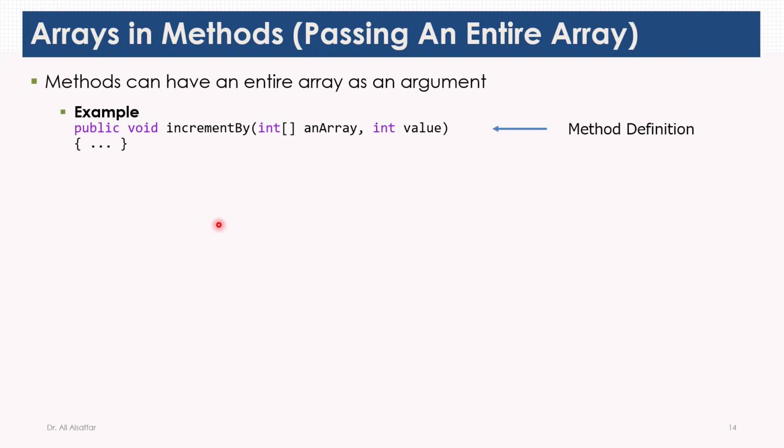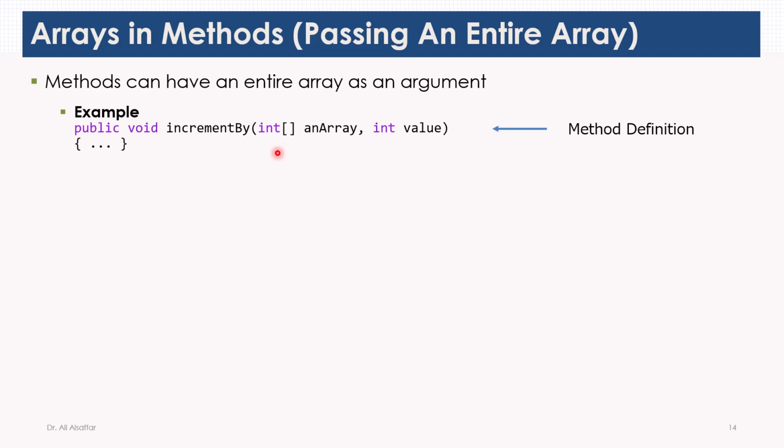Here is an example of a method that has two parameters. The first parameter, as you see, is an array. So how did we know that it is an array? Because the base type has square brackets. And the second parameter is a primitive data type, which is an integer. So this is the method definition. So if you want to pass an entire array as an argument in a method, you simply declare it the same way you declare an array.